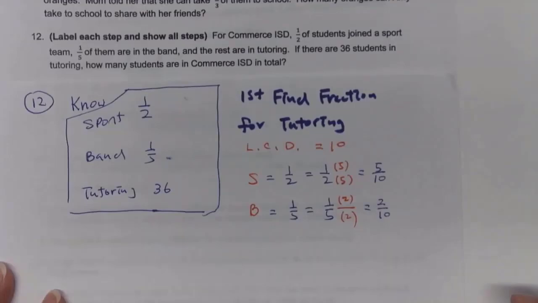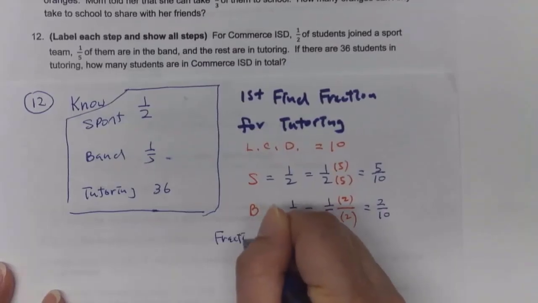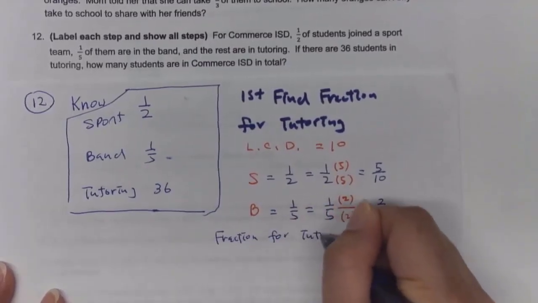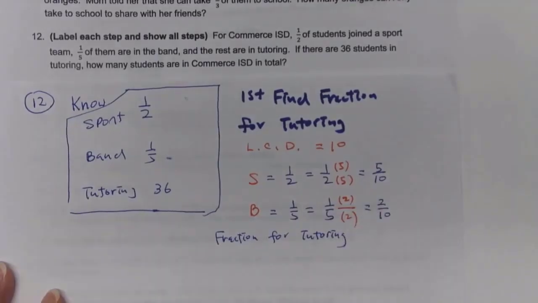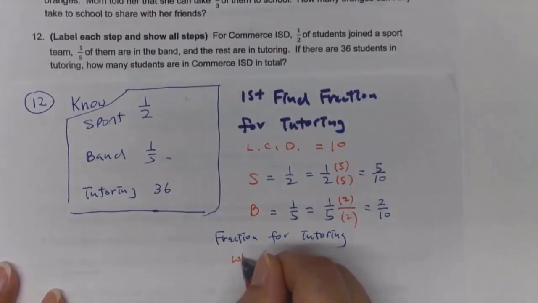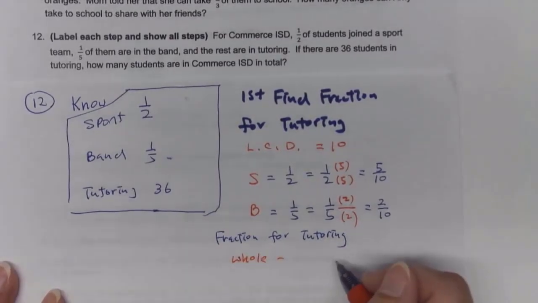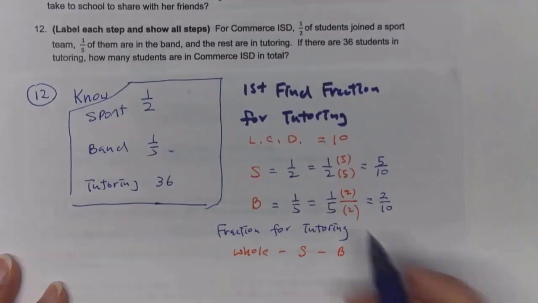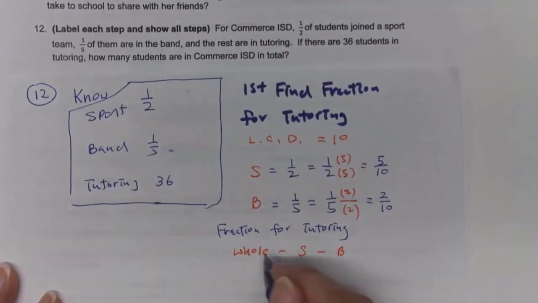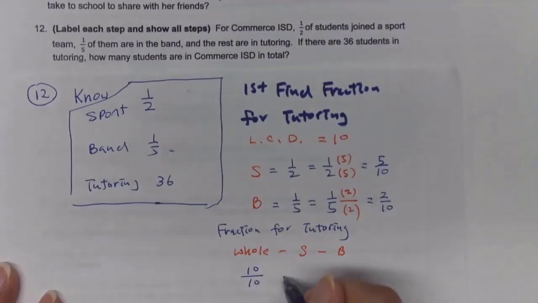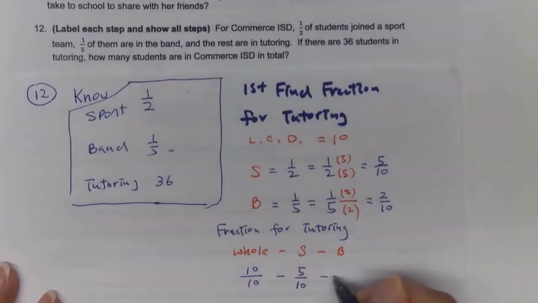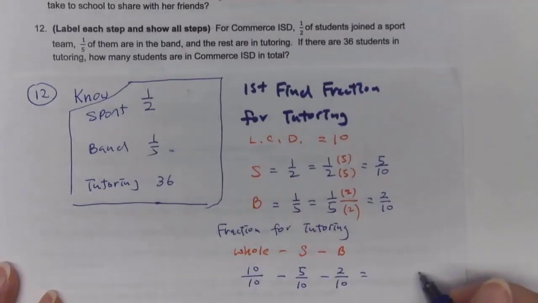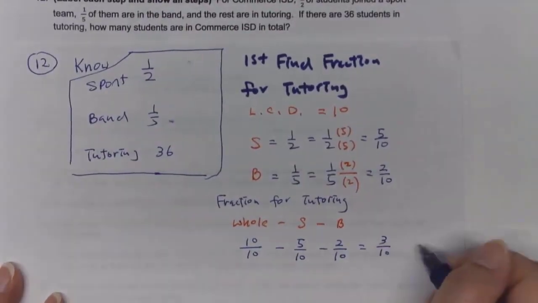So now, how do I find the fraction for tutoring? You can add 5 over 10 and 2 over 10, or you could just subtract. So how? You will use the whole, or the total, and subtract what? The sports and then the band, okay? So the whole is going to be 1, or 10 over 10 is okay, or you can do 1. And then subtracting 5 over 10, subtracting 2 over 10 is going to give me 3 out of 10 is my tutoring.